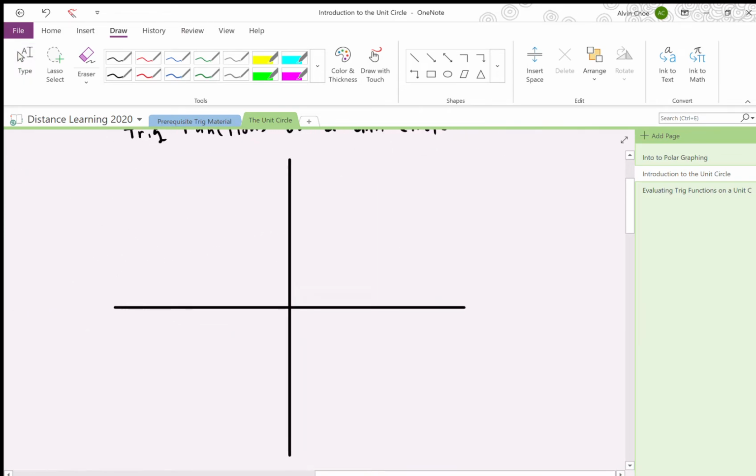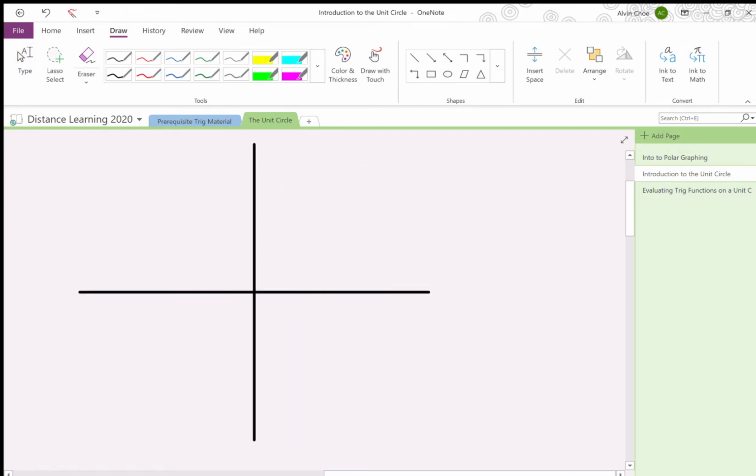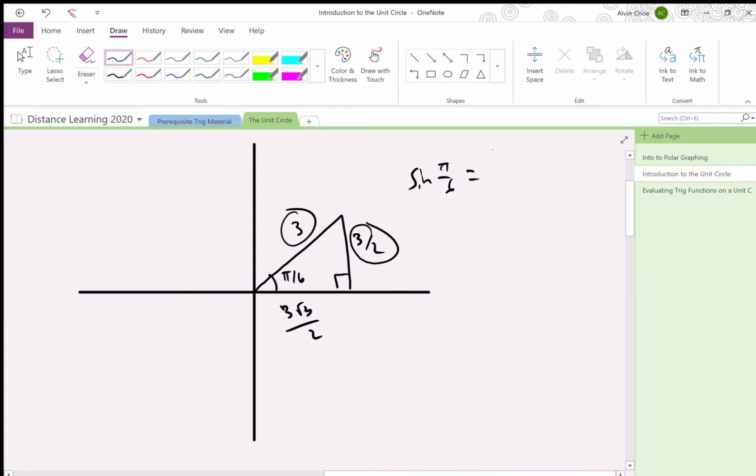Let's talk about what this has to do with trig functions. Well, if I have, for example, a right triangle, and this is 3, and we're going to transfer that same one that we just did over here. So this is 3 over 2, and this is 3 root 3 over 2. And it asks you to find the sine of pi over 6. Well, you know it's this opposite side divided by that hypotenuse side. So it's 3 over 2 divided by 3, which gives you 3 over 2 times 1 over 3, which gives you 1/2.